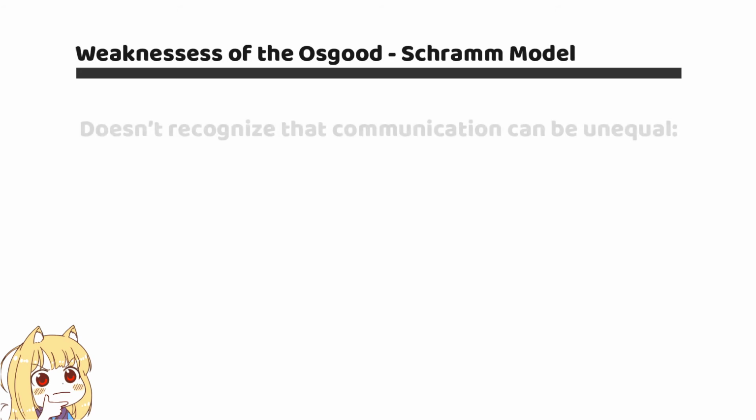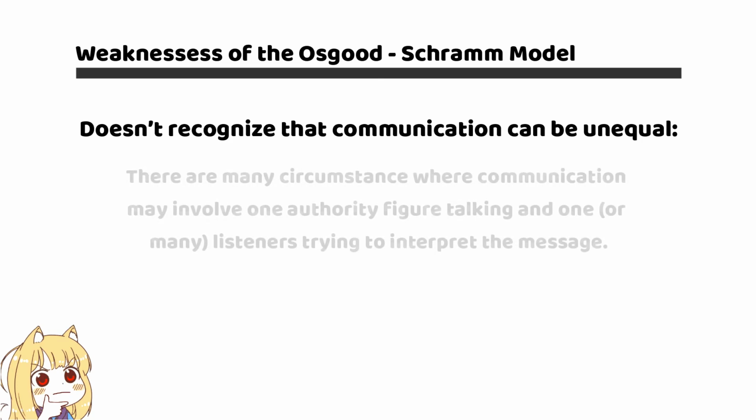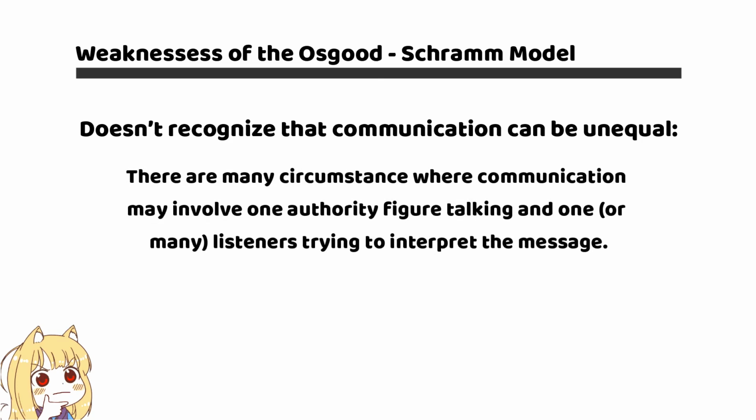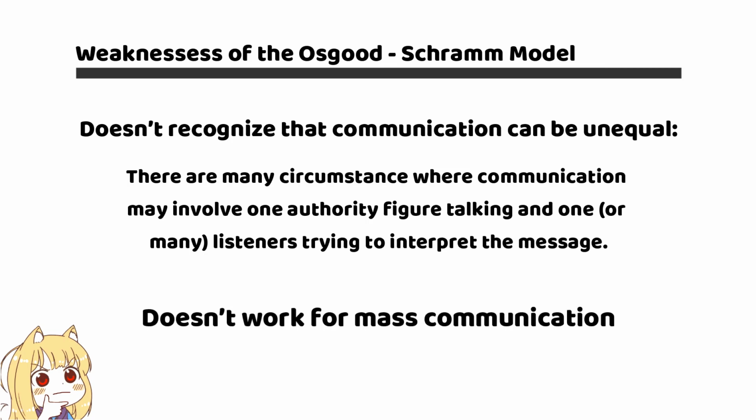For the disadvantages and weaknesses in the Osgood-Schramm model, it doesn't recognize that communication can be unequal. There are many circumstances where communication may involve one authority figure talking and one or many listeners trying to interpret the message. Or to be precise, it doesn't work for mass communication. More like it only works on one-to-one person communication.